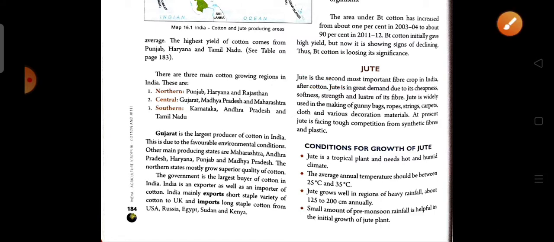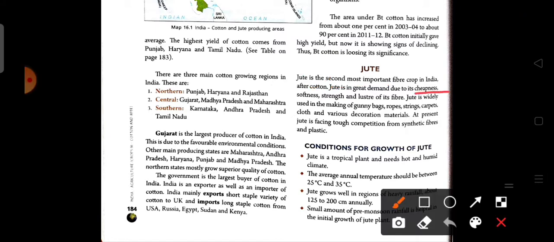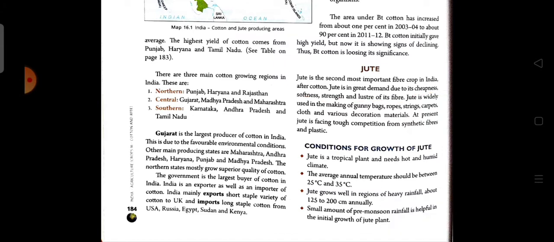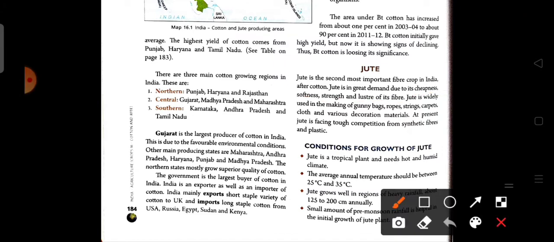And jute is in great demand because of its cheapness, softness, strength and luster of the fiber. Jute is widely used. It is used for making gunny bags, rope, string, carpet, cloth, various decoration materials, etc.